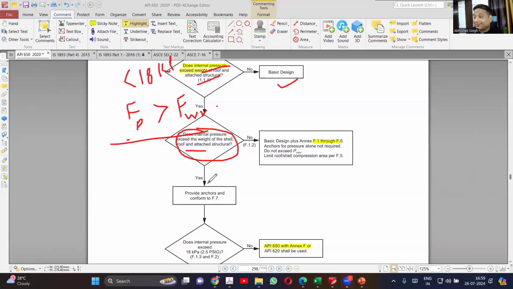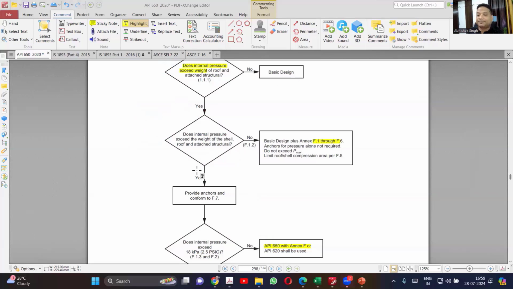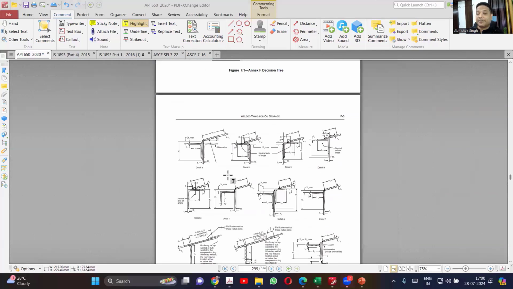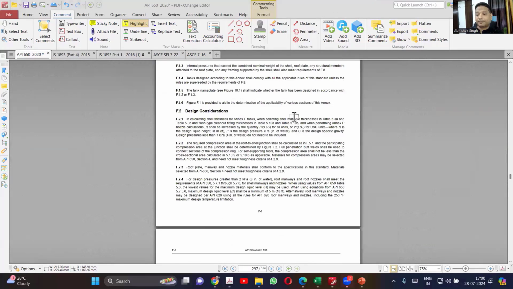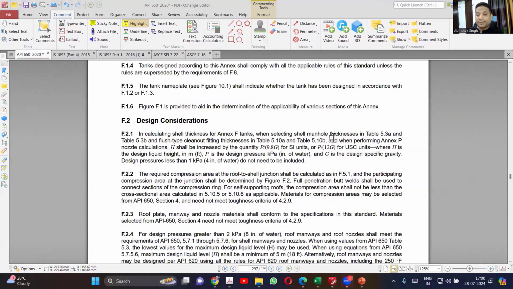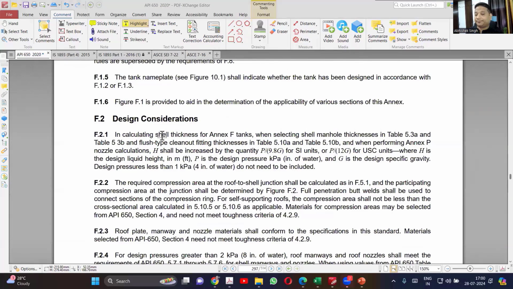If the pressure is more than the weight of the roof plus shell also, in that case, 2 additional steps will be added. Okay, we'll see that. And last, if it is more than 18 kPa, then API 620, not Annexure. Make sense? Okay, first it will start with this, that shell thickness.